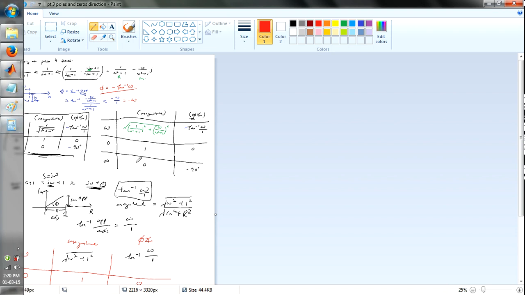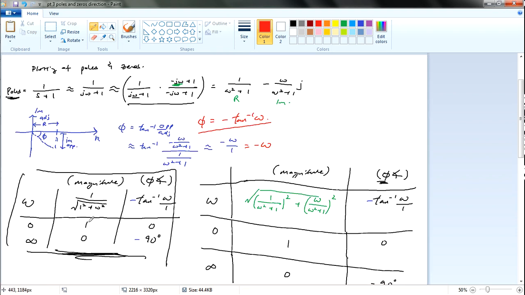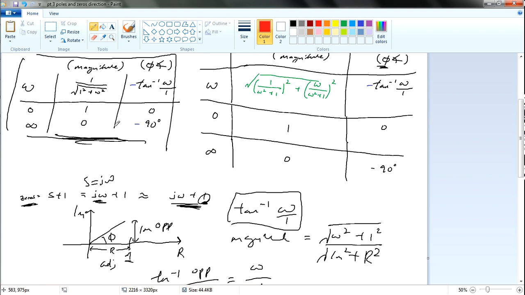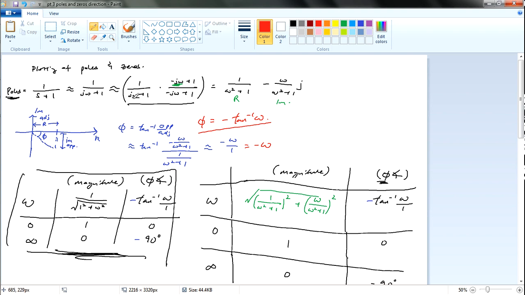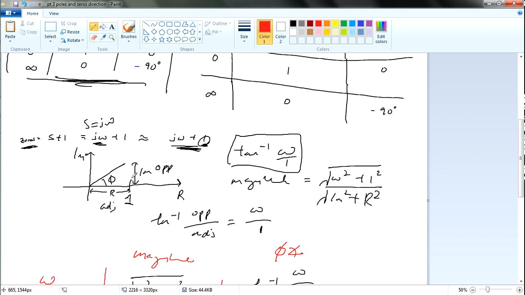I hope I cleared all the doubts. Make sure you remember the method of doing this. Don't go and do this big chunk over here. When you have 1 over j omega plus 1, you have to use the conjugate. In the future I'll talk about it, but remember this one, use this one.